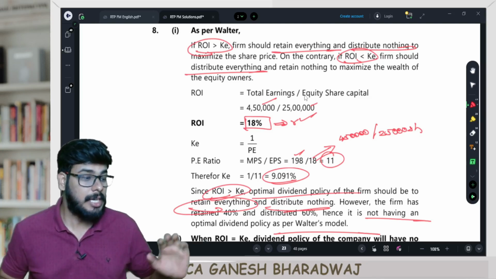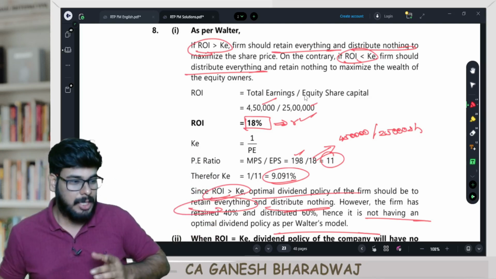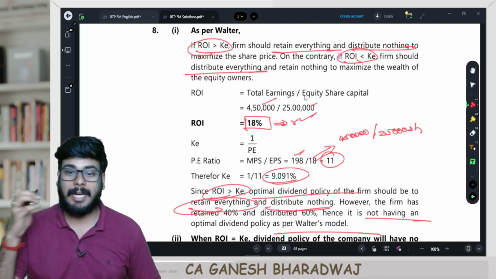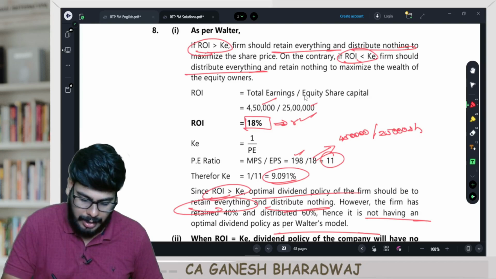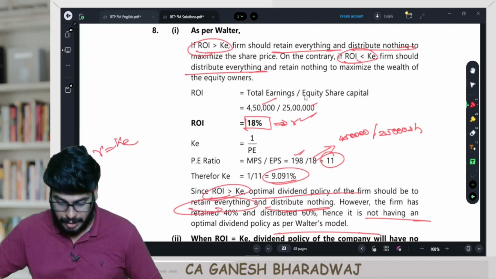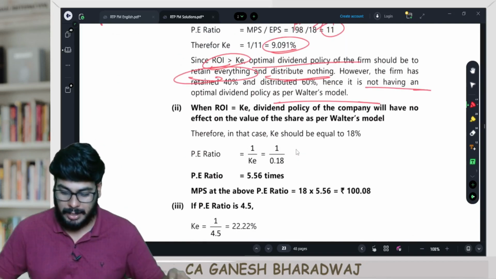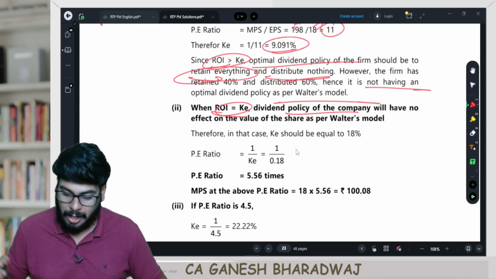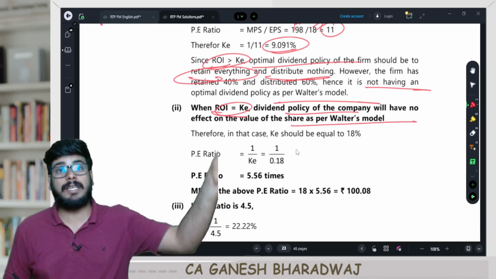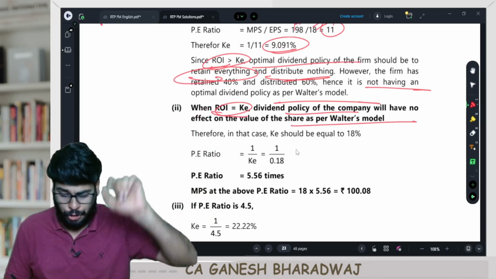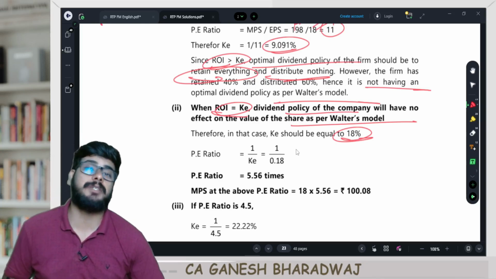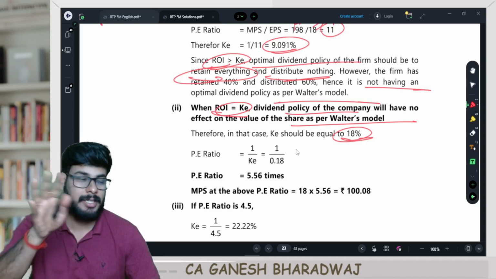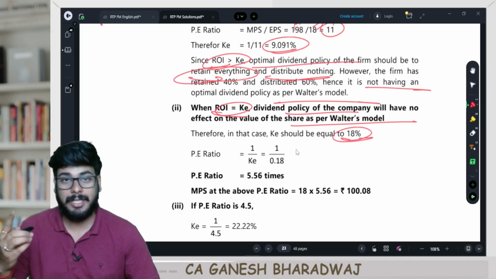Now look at this. Compute the PE ratio at which the dividend policy will have no effect on the firm. Means what? They are talking about a situation where R is equal to KE. Are you clear with this? This is what they have mentioned. You need to understand, when R is equal to KE, the dividend policy of the company will have no effect on the value of shares as per the Walter model. So in this case, what should have happened? Your KE should be equal to 18%, correct? Only if your KE is equal to 18% will this scenario happen. Are you clear with this?